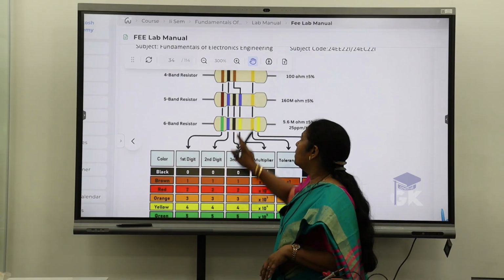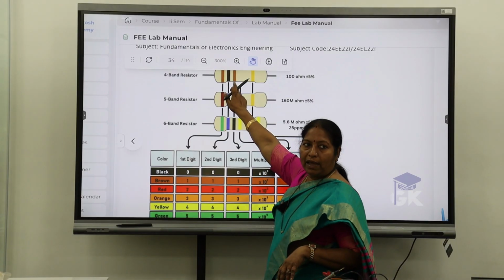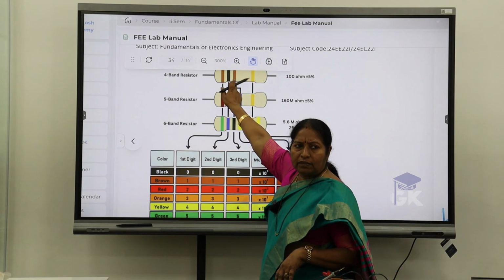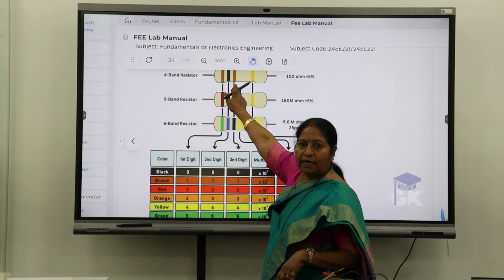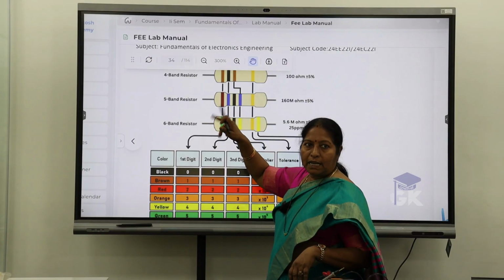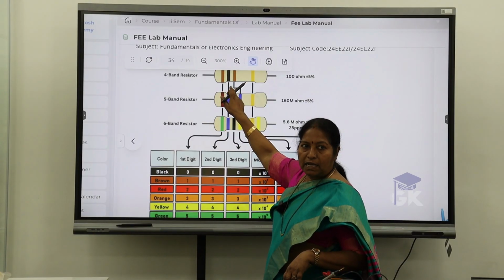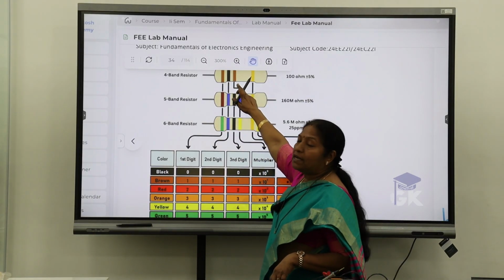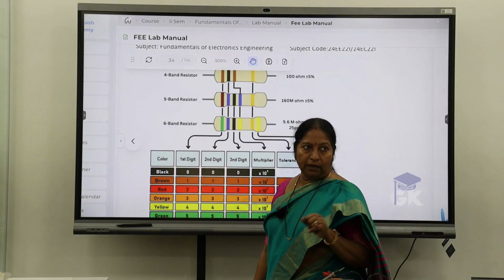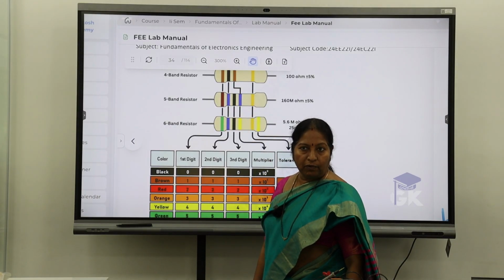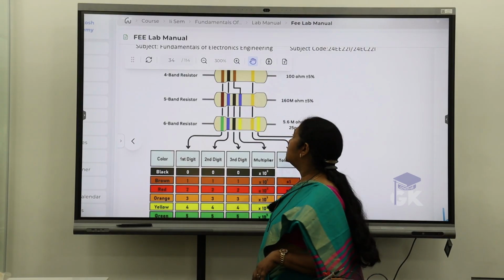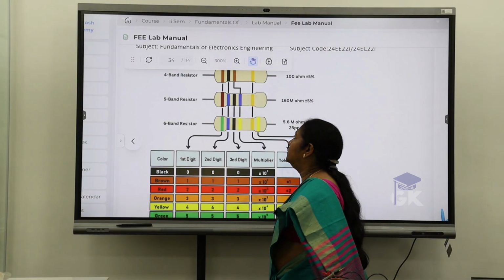Now here brown is 1, black is 0. Since it has only 3 color bands, I use the first and second as digits, so that is 1, 0, multiplied by the third one, which is the multiplier. Brown is 10 to the power of 1. So 10 into 10 to the power of 1 is 100. Got it now? Similarly, come to the second one.